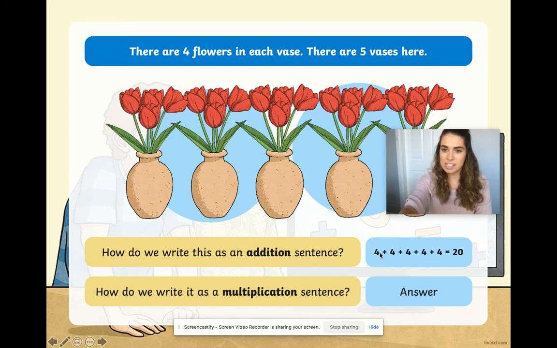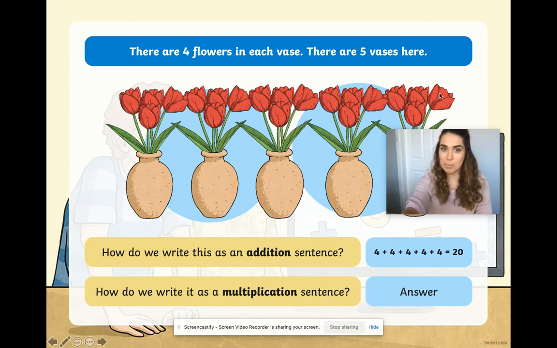This is a repeated addition. I'm repeating, adding over and over again, repeating the same thing. Altogether, there are 20, and I could check that by counting by ones. 1, 2, 3, 4, 5, 6, 7, 8, 9, 10, 11, 12, 13, 14, 15, 16, 17, 18, 19, 20.